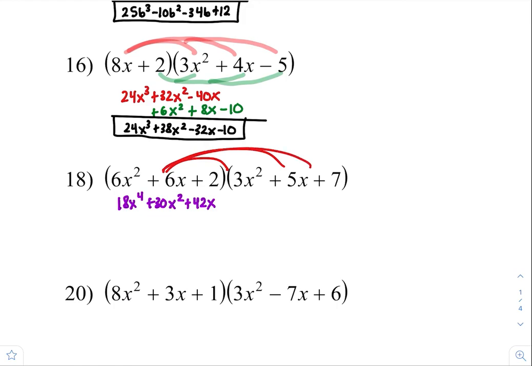So 6x times 3x squared, you guys, is plus 18x to the second. 6x times 5x, you guys, is plus 30x. Oh, this should be 6x, 18x cubed. This should be 30x squared. 6x times 7, you guys, is plus 42x.